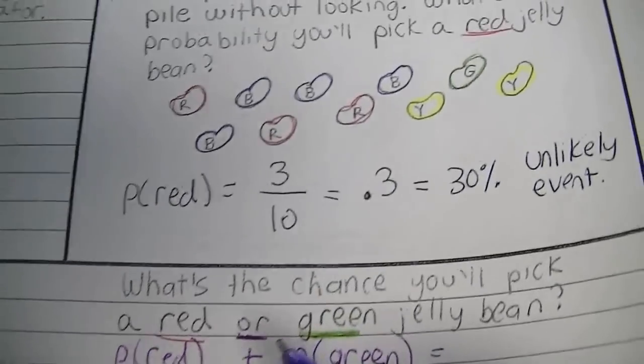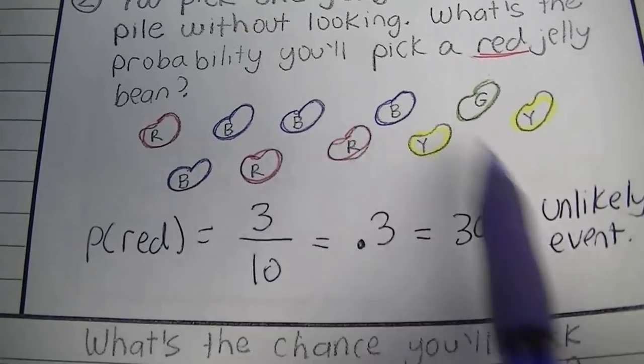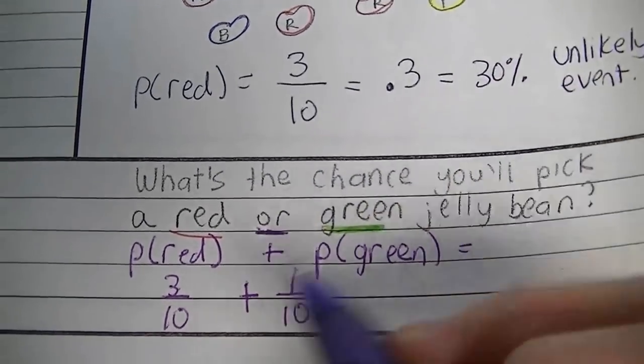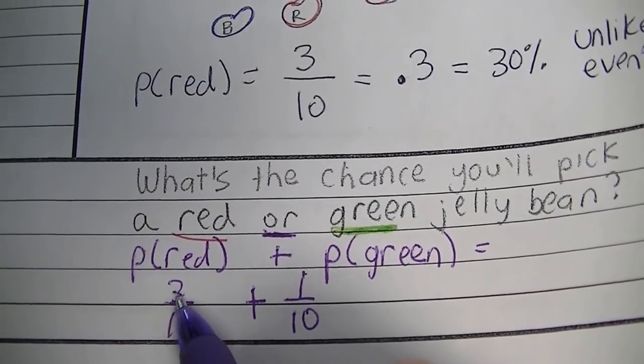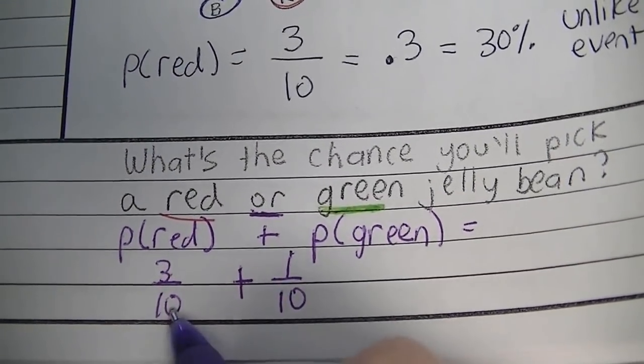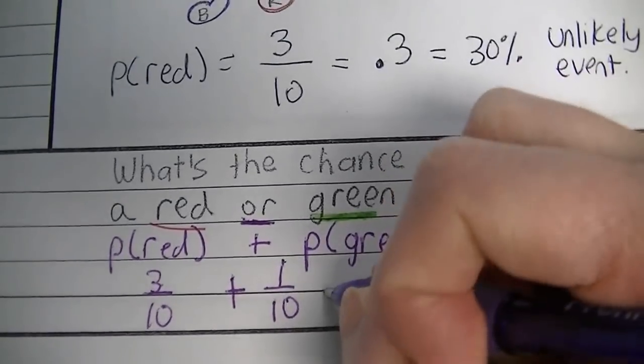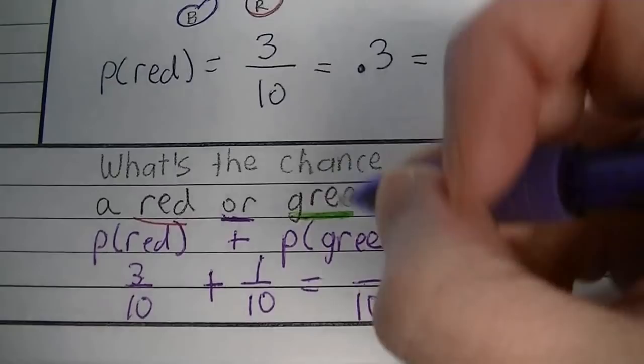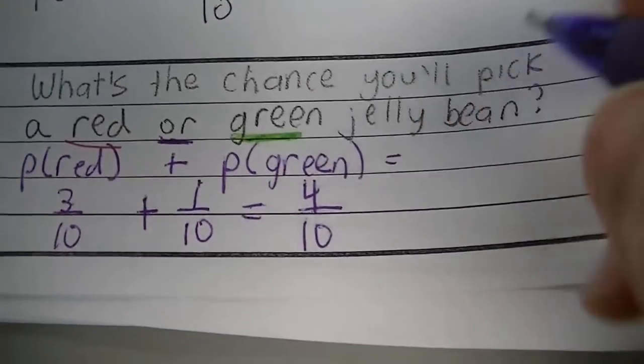And the probability of getting a green, how many greens are there? Oh, there's 1 out of 10. So that's really not likely, just getting that green one. So 3/10 plus 1/10, we've got the common denominator here, so we're going to maintain that common denominator. 3 plus 1 is 4. Look, that's 4/10.